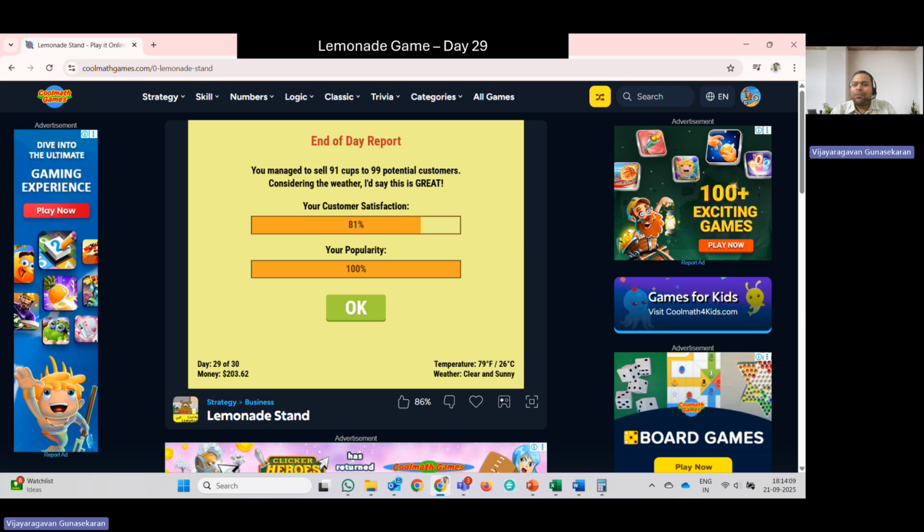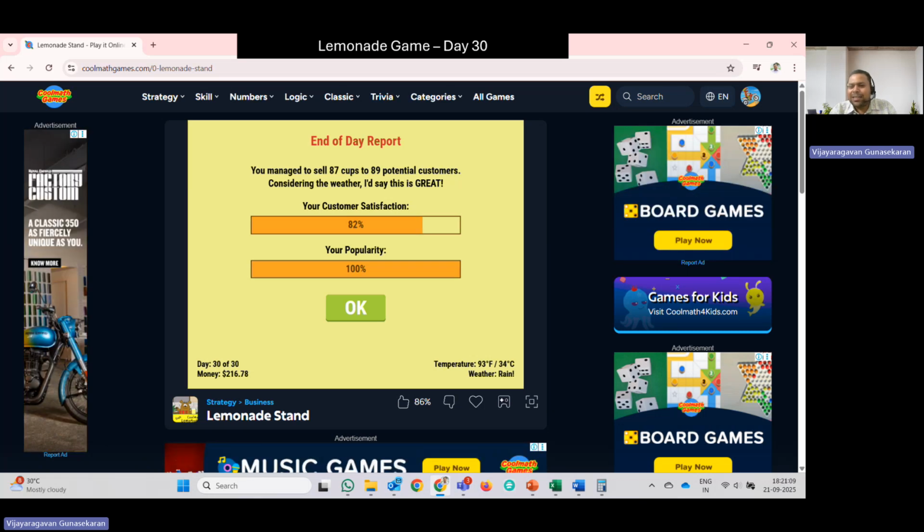So I was able to make out 91 out of 99 potential customers. So it was a very great day sale for me. Coming back to day 30, the last day of my game simulation, I clearly planned my inventory well within the limit, like we planned with 120 maximum customers. Accordingly, I planned the entire inventory so that optimal utilization can be achieved.